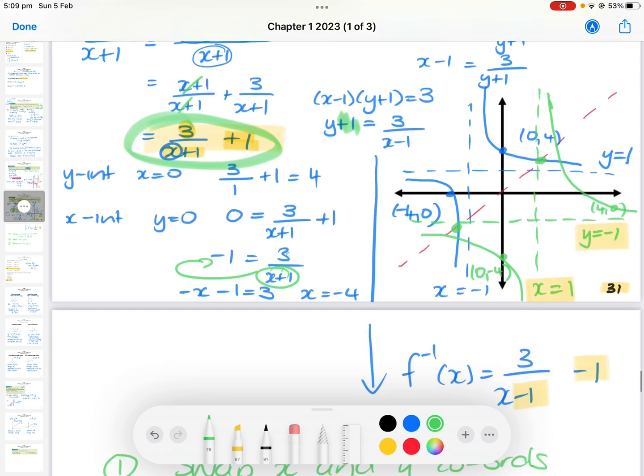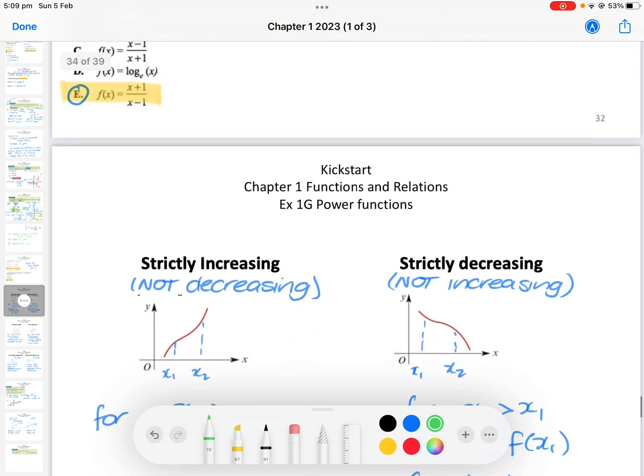So that's it for 1F. If you haven't finished that already, you can go ahead and make sure that's done.